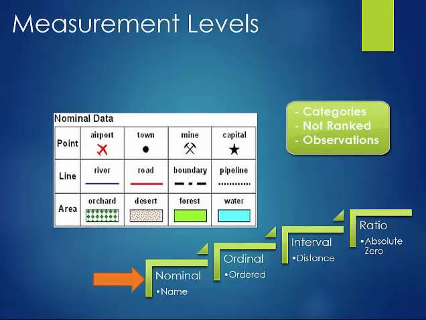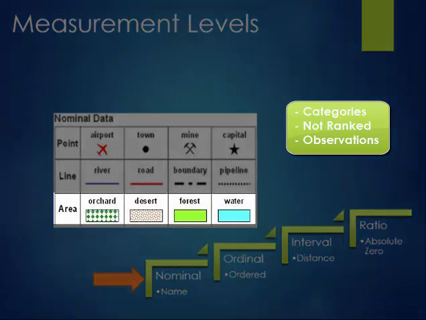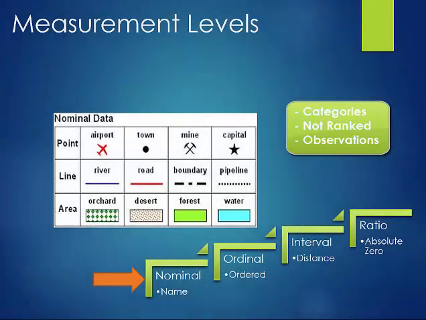For example, if we look at the agricultural or land types, we may have a type of orchard, desert, forest, or water. Any of these areas would be a different type, but no one has greater importance than the other. This type of information is not ranked, it's just categorized.